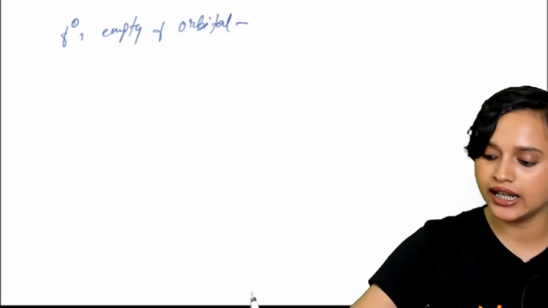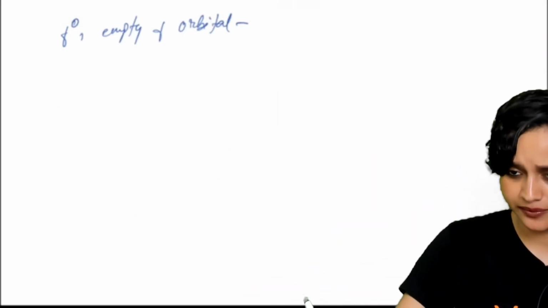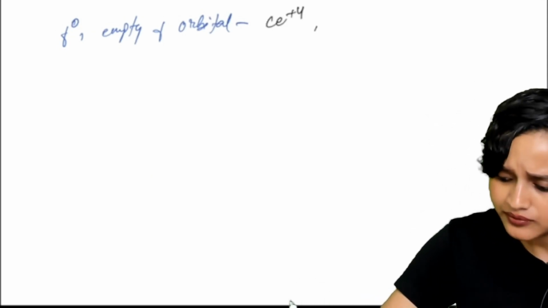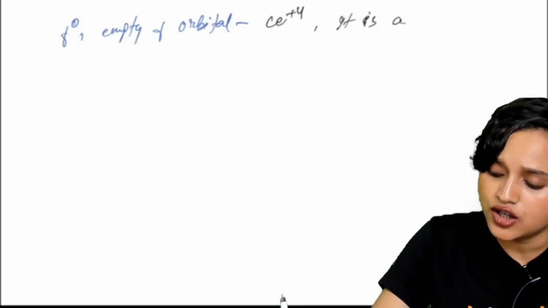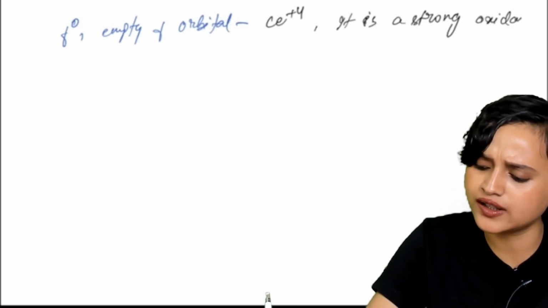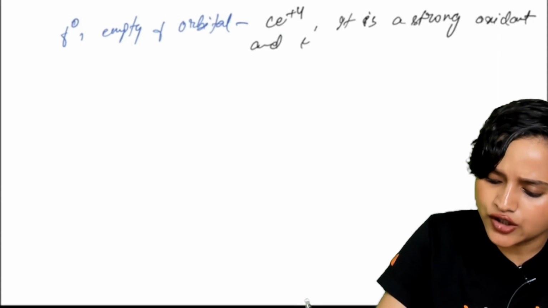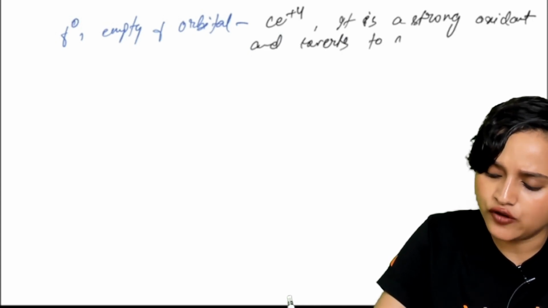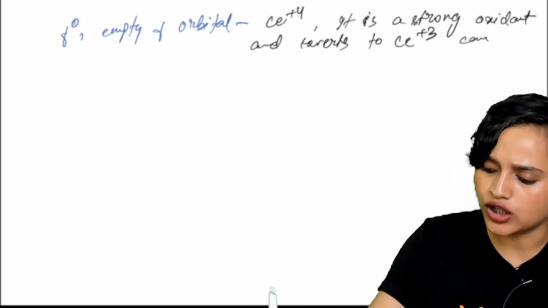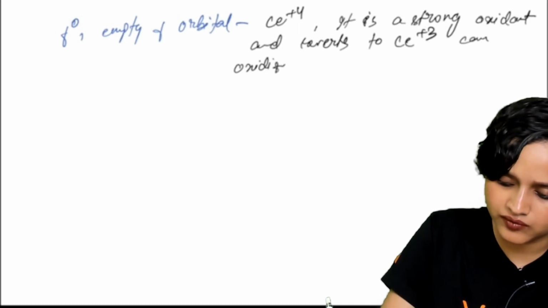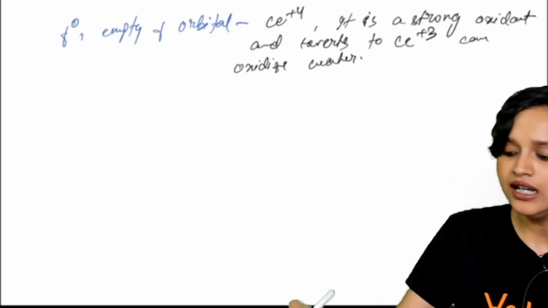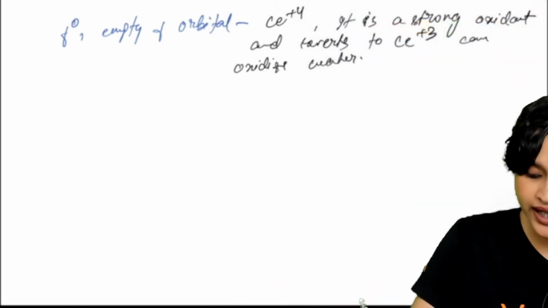Okay, what did I say, everybody? Let me just put all of that in words so that you understand what I'm saying. I said that Ce plus 4 will show you empty f orbital. It is a strong oxidizing agent, a strong oxidant, and it reverts to Ce plus 3 and can oxidize water, but that reaction is very slow, hence we like to call it a good analytical reagent.